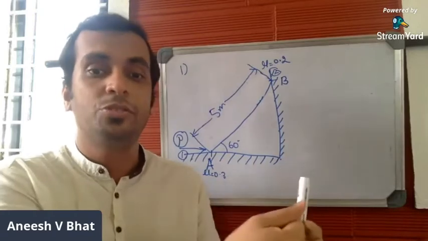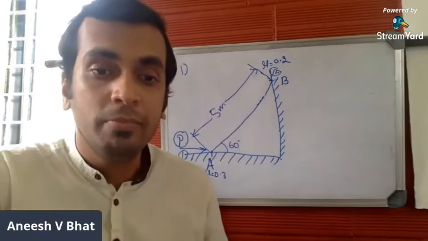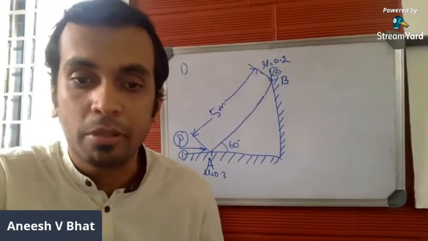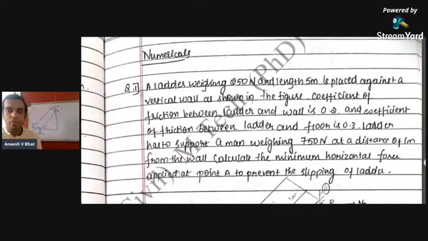Where you find the external force, you will be applying this external force P. So let us go through problem number 1. A ladder weighing 250 Newton and length 5 meters. Self weight of the ladder is 250 Newtons and length of the ladder is 5 meters. It is placed against a vertical wall as shown in the figure. The coefficient of friction between ladder and wall is 0.2. So mu between ladder and wall is 0.2 and coefficient of friction between ladder and floor is 0.3.